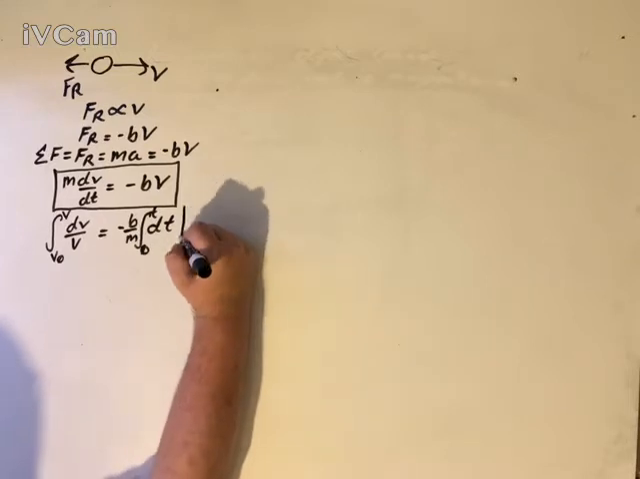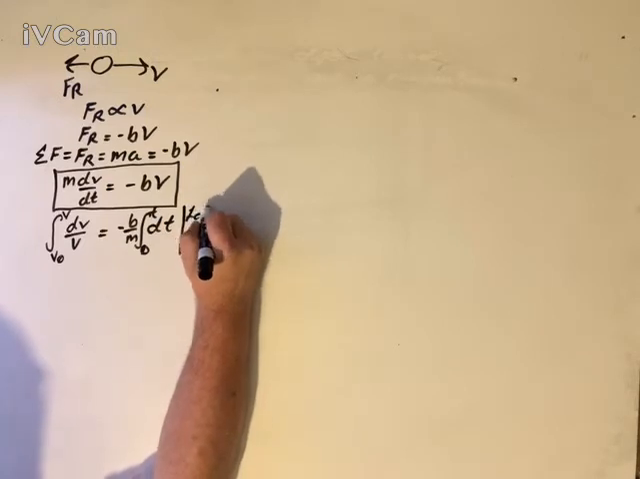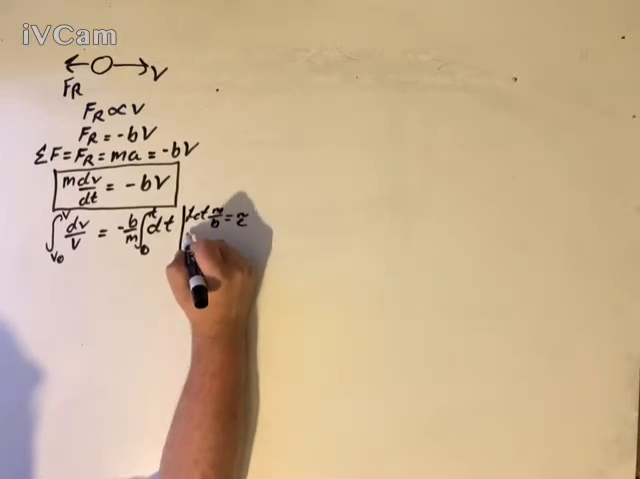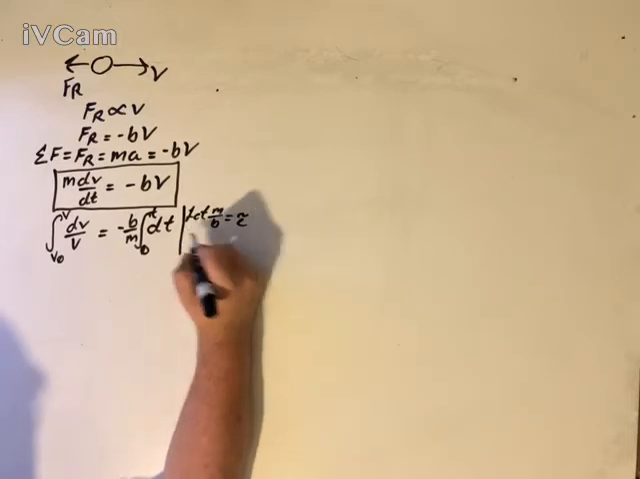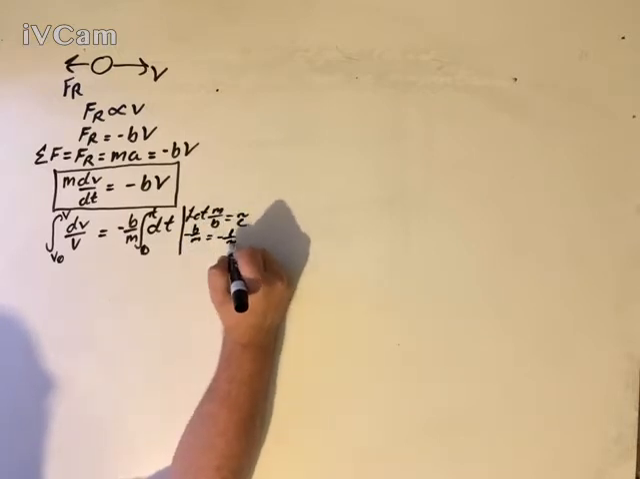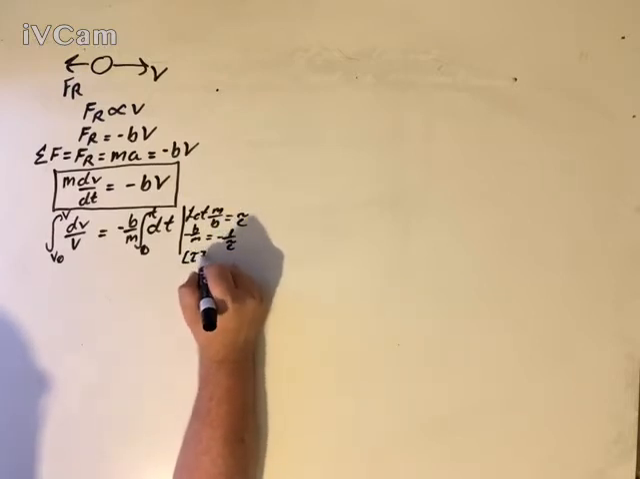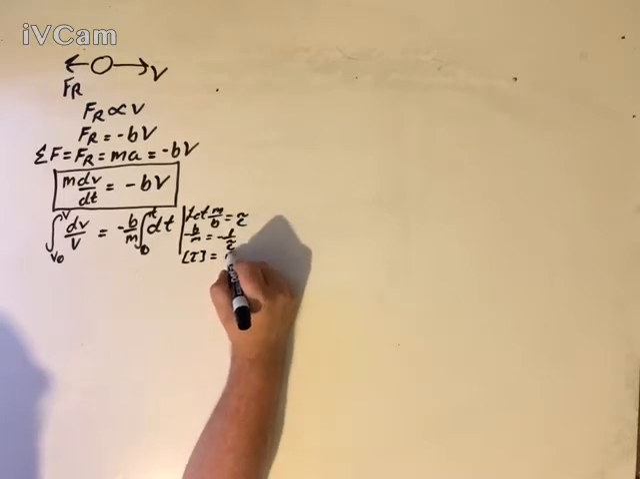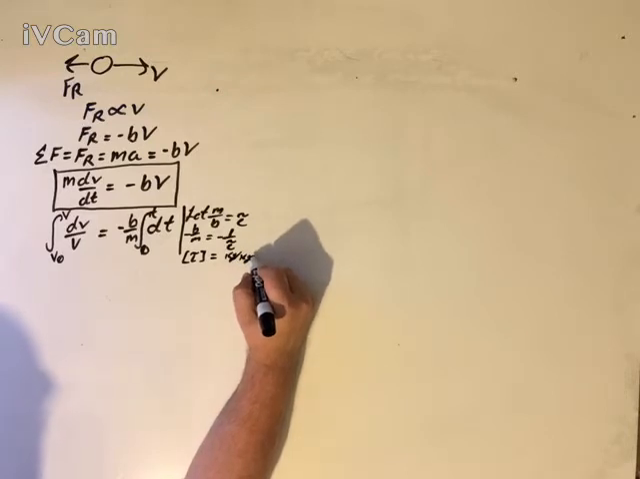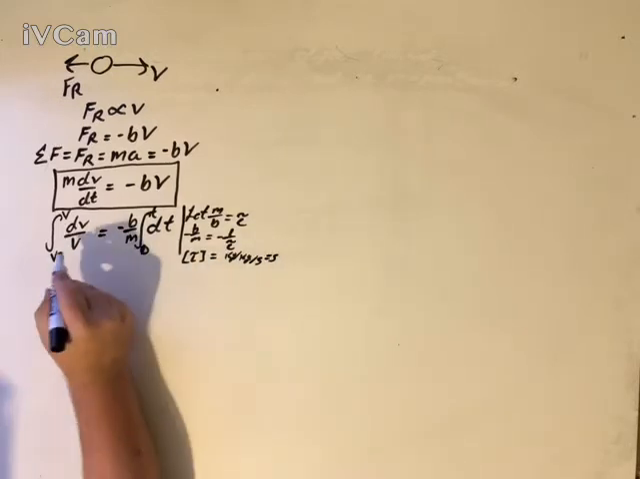Now, just to make matters a little simpler, to save myself some writing on the time, I'm going to make a little substitution here. I'm going to say let m over b equal tau. Therefore, negative b over m equals negative 1 over tau. And if you work out the units of tau, since it's m over b, that's kilograms over kilograms per second, which equals seconds. And that's a good note to have there for later.